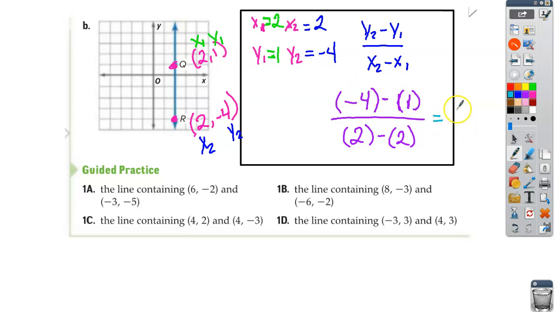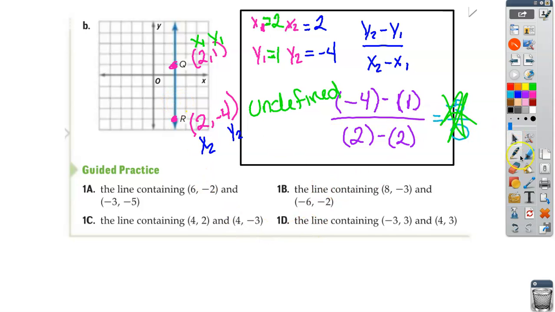Now let's simplify this. -4 minus 1 is -5. 2 minus 2 is 0. So here's the tricky part. Can we have a number being divided by 0? We cannot divide by 0. So this is a no-go. So this is what we call an undefined slope. So when you see a vertical line, you can just go, oh, that has an undefined slope. You don't even have to do all this. You can just know a vertical line has an undefined slope.